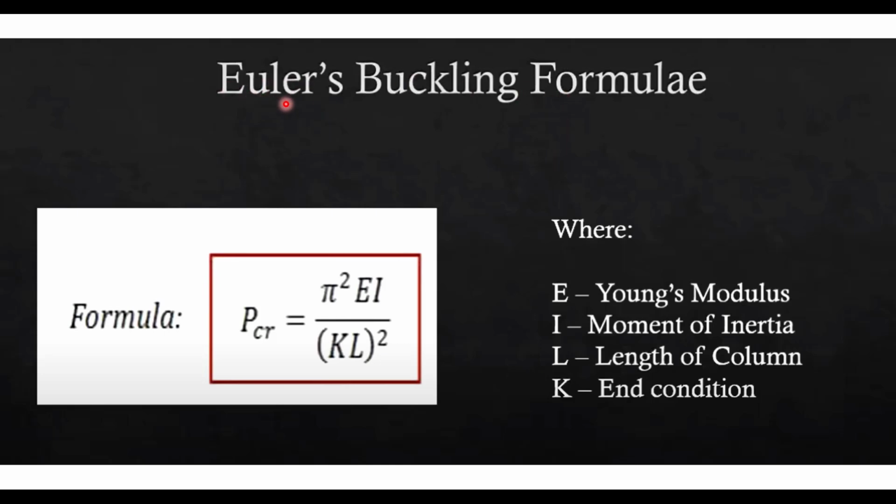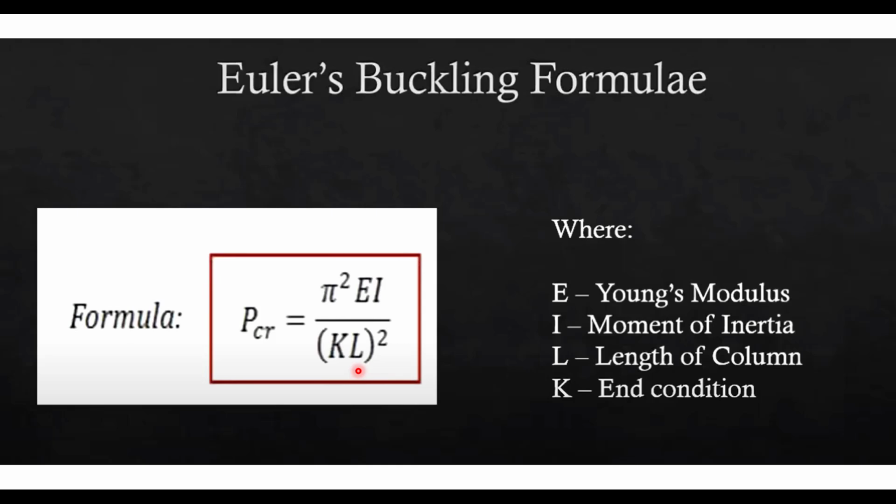So that is what we call Euler's buckling formula. The critical buckling load is equal to pi squared EI divided by (KL) whole squared. Here E is the Young's modulus and I is the moment of inertia. K is the end-point constant we consider. I'll show you all the constants we have and how we use them. Next, L is the length of the geometry.